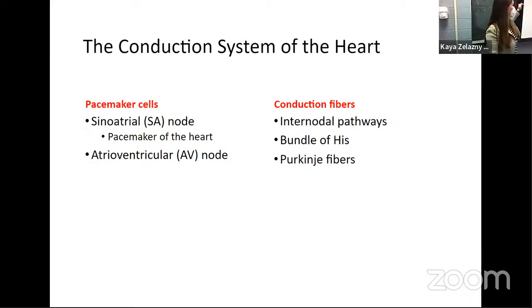Then we're going to go through some conduction fibers to get to our next node. So we're going to go through our internodal pathways to get to our Atrioventricular Node. Internodal because it's going between two nodes. Then we're going to travel into the bundle of His, which we'll see is located approximately between our two ventricles, right and left.